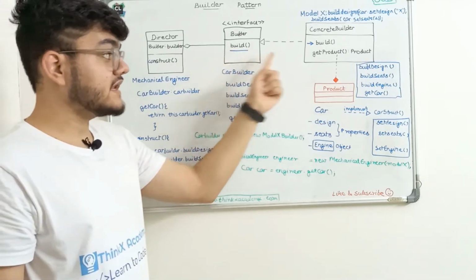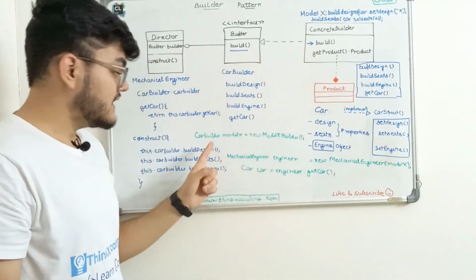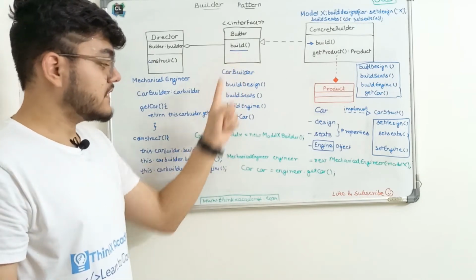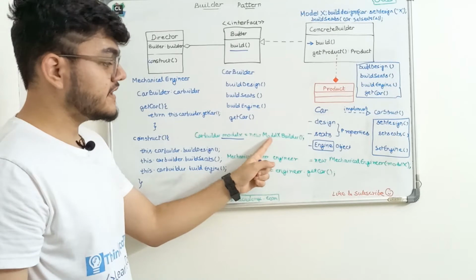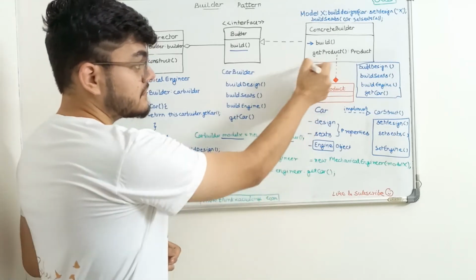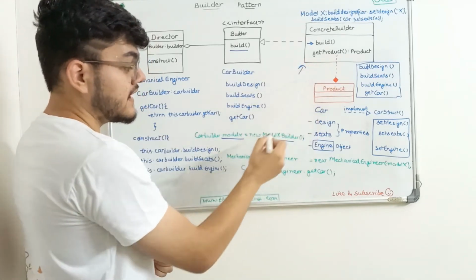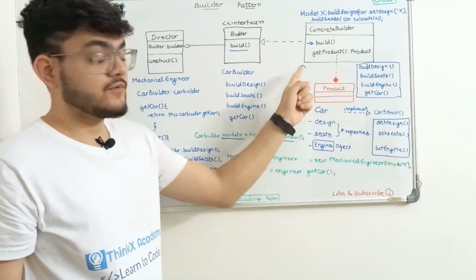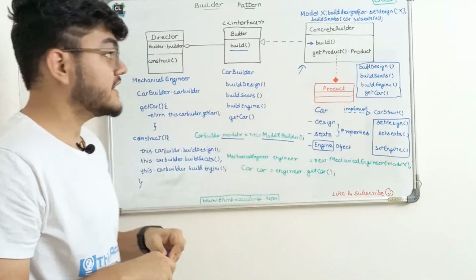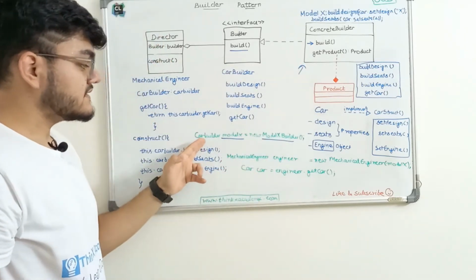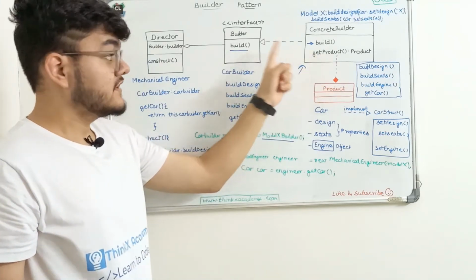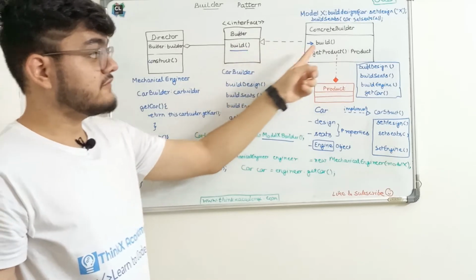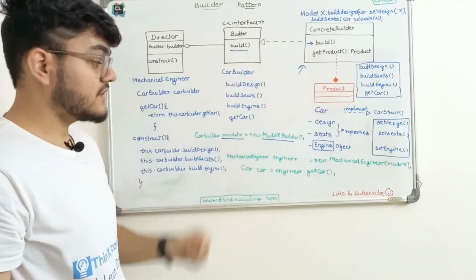So I can implement any number of models using this interface. I've created a reference to this car builder, which is model X, and I'm creating a new model X builder. So this is our model X builder. Remember that we can create objects of only the concrete classes; we cannot create objects of interfaces. So I'm using this interface and creating an object of this class, and I can simply call this build function using this interface reference model X.